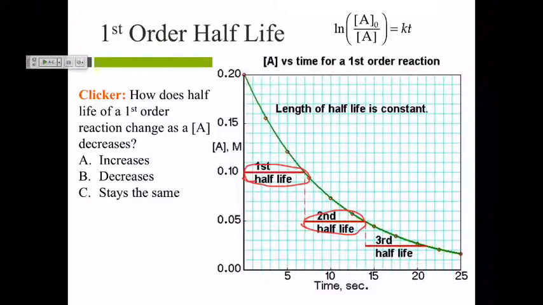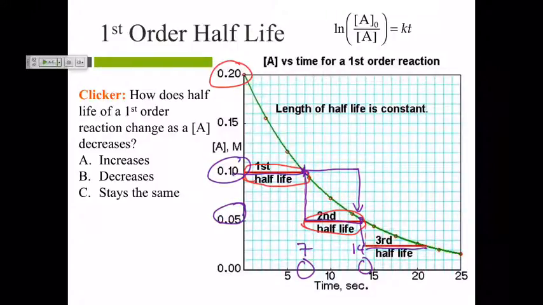What's the initial concentration of this reaction? 0.20. What's half of that? 0.10. How much time did that take? 7 seconds. All right. What's half of 0.10? So to go from... How much time was that? Another 7 seconds. So 7 seconds, 14. To go to half of that again is now another, so we're at 21 seconds, right?